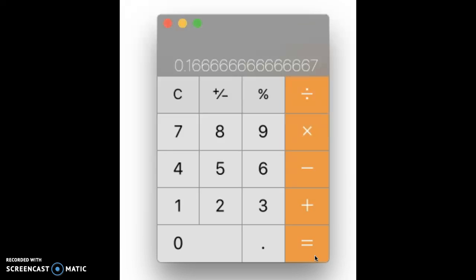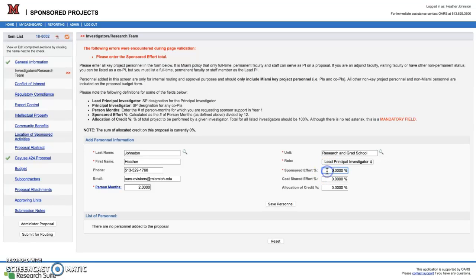2 divided by 12 equals 0.16667. We convert that to a percentage to get 16.667%. 16.667% is the figure that we enter into the sponsored effort percent field.